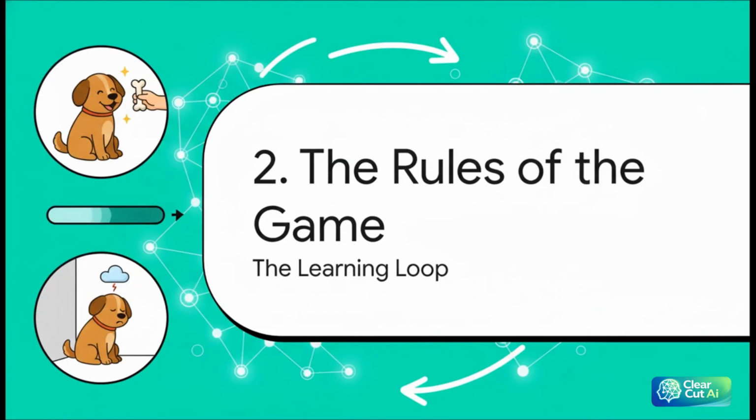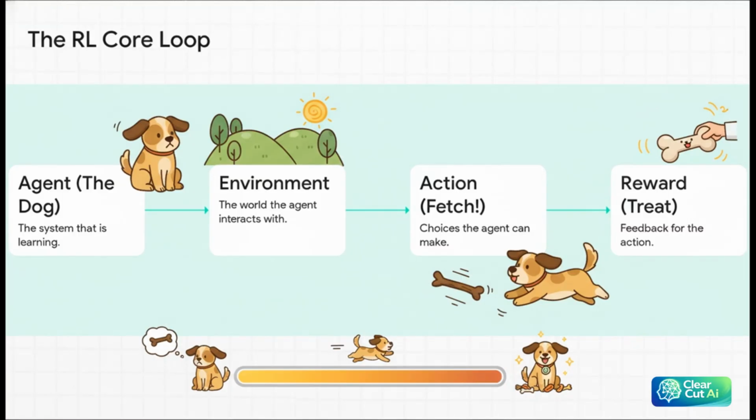All right, let's move on and see how this actually builds into a formal process. Because while it feels pretty intuitive, this learning loop has some very specific parts that make it all work. So here it is, the core loop. First, you've got the agent. That's our dog, the system that's trying to learn. The agent is hanging out in an environment. Let's call it the park. And in that park, the agent takes an action, like, say, trying to fetch a stick. Then, based on that action, it gets a reward, like a treat for bringing the stick back. This super simple loop of agent, environment, action, and reward, well, that's the engine behind all of this.